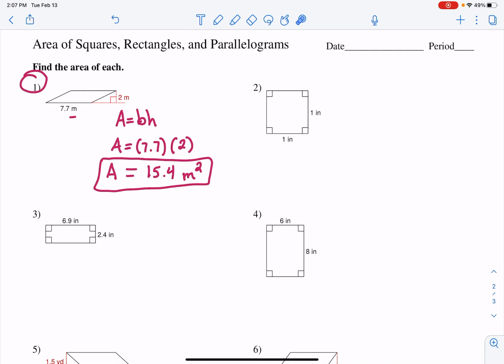Let's look at number 3. For number 3, this is a rectangle. So our formula is length times width according to our cheat sheet. Our length is 6.9 and our width is 2.4. And so I have written out my formula, I substituted in the numbers, and now I'm going to do my multiplication to find my answer.